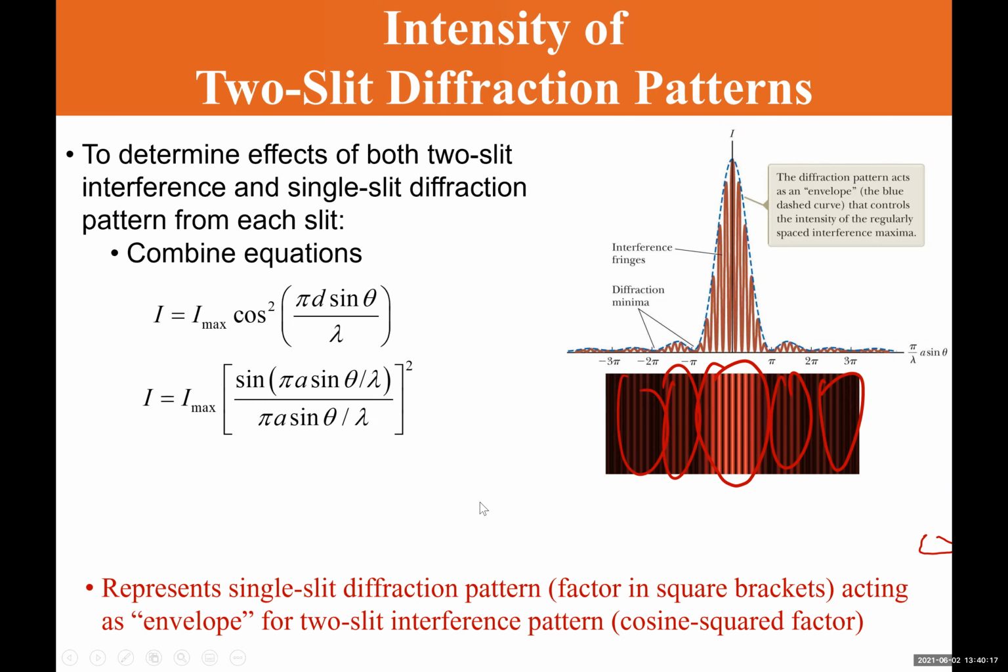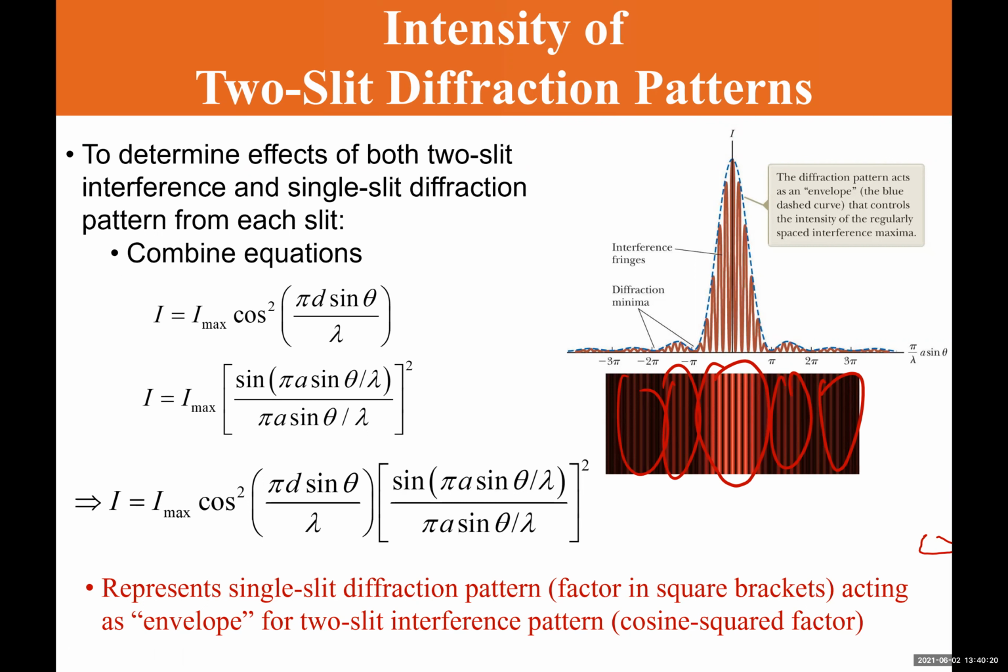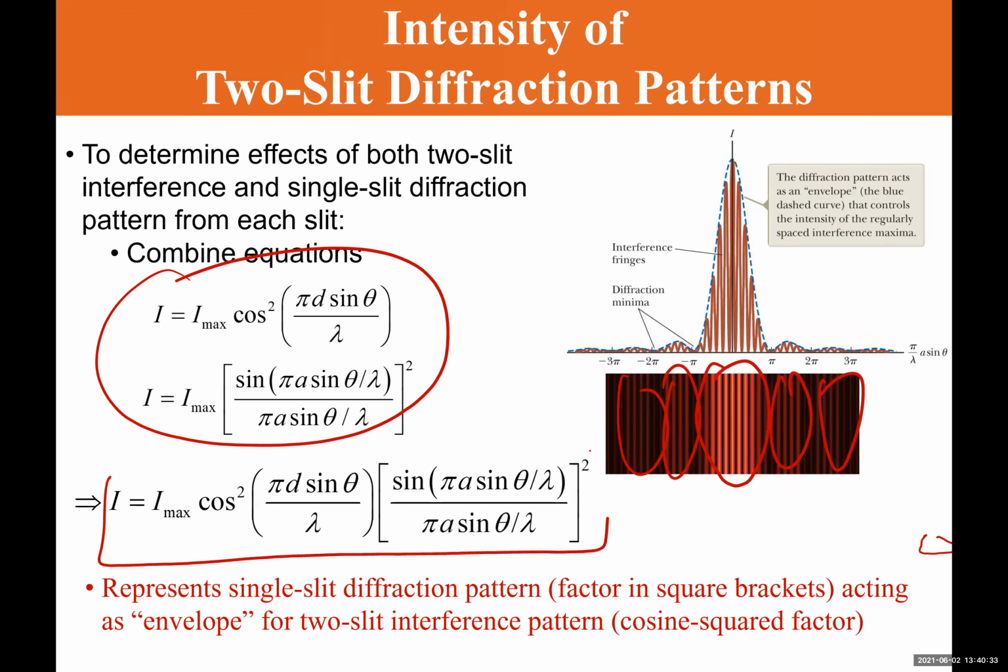And then the combined equation is the intensity for the double slit diffraction pattern, pretty much combining the equations for the double slit and the single slit. So you get this equation: I equals I max times cosine squared of the argument, times the ratio of sine of pi a sine theta over lambda, divided by pi a sine theta over lambda, quantity squared. So this represents the single slit diffraction pattern, the factor in the square brackets, acting as an envelope for the two slit interference pattern, which is the cosine squared factor.